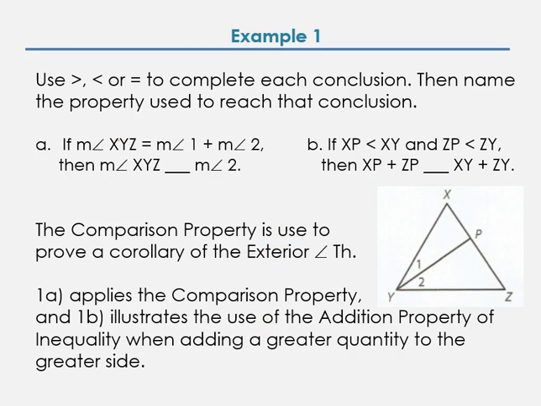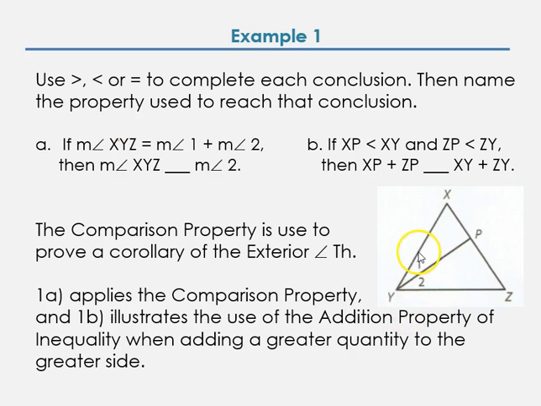Let's take a look at example 1. We'll use greater than, less than, or equal to complete each conclusion. Then name the property used to reach that conclusion. So, if the measure of angle XYZ equals the measure of angle 1 plus the measure of angle 2, then the measure of angle XYZ will be what in comparison with the measure of angle 2?